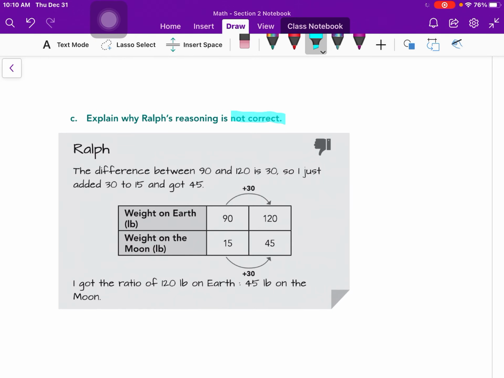Ralph is incorrect, it says. So he is not correct. Let's see maybe where Ralph went wrong. The difference between 90 and 120 is 30. So I just added 30 to 15 and got 45. So he says the ratio of 120 pounds on Earth is 45 pounds on the moon. But he is incorrect.